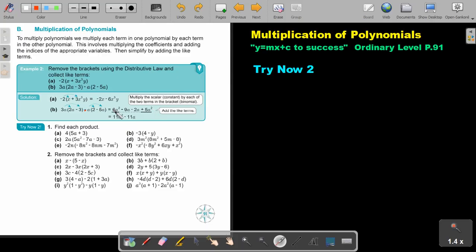And then I look, where's the like? This is like. So 6 plus 5, that will be 11a squared, negative 2, negative 9, and that will be also negative 11a. So you keep the variable. That was a squared, and that was just an a.